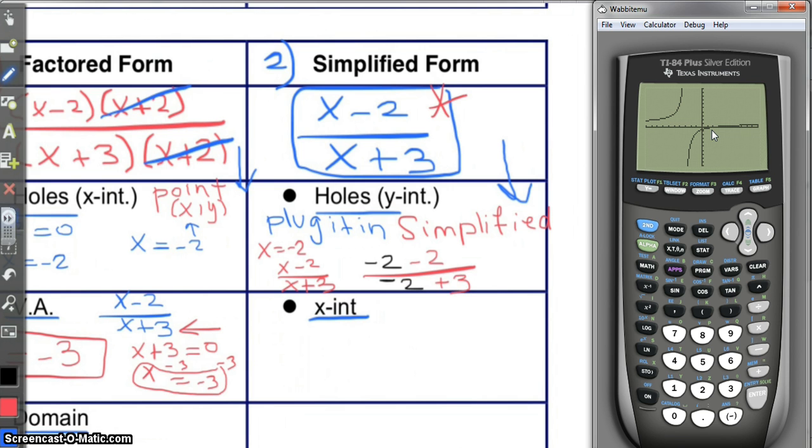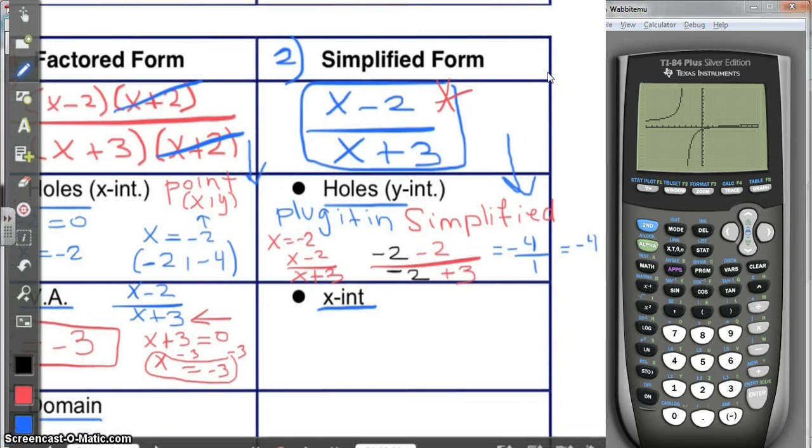So as you can see, what I did is that I plugged in -2 whatever x is. So -2 minus 2 would be a -4 over -2 plus 3, which is a 1. So then the y of your hole is -4. So your point or your hole is going to be -2, -4. Now let's see if it makes sense.